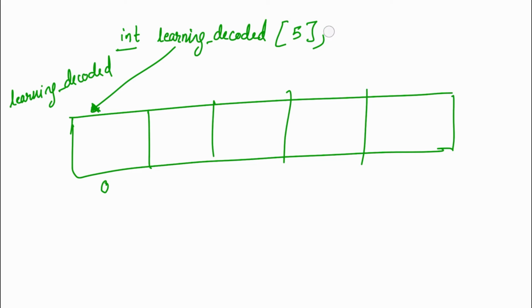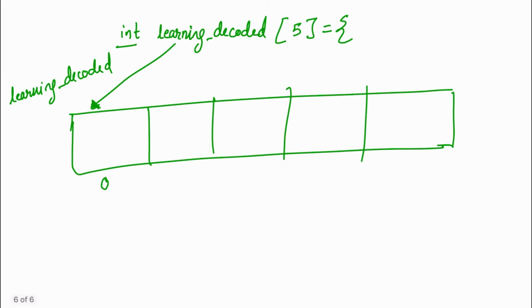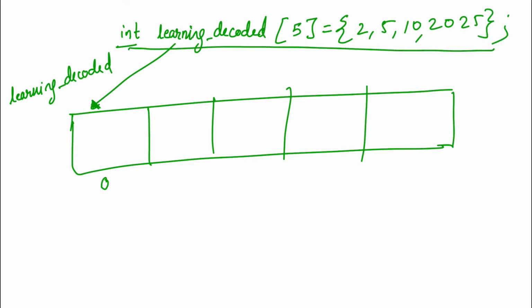Now, if we want to give it data initially while creating, we can do it there also. So by this method, we have given the data while we have created it. So now, what will it store? 2 at the 0th, 5 in the next, 10, 20 and 25. This is 0, 1, 2, 3, 4. So these are the indexes. This was all about the array data type.